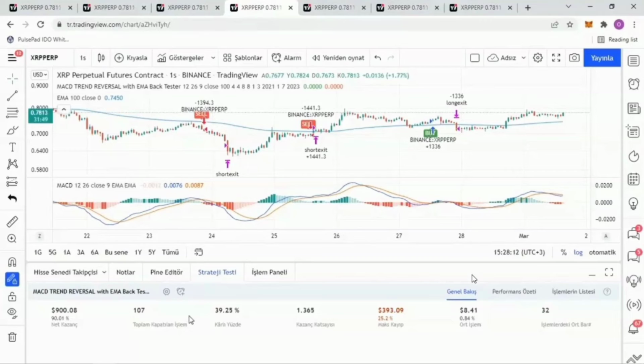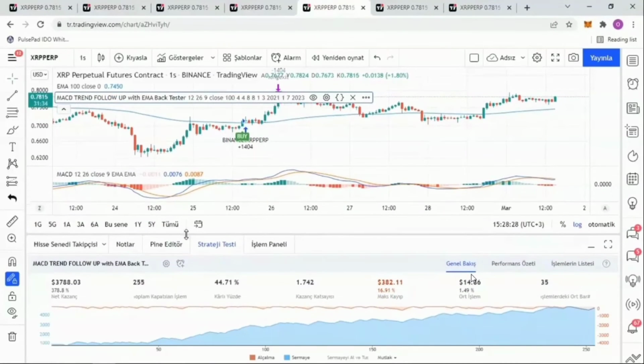And the last strategy where we will test the MACD and EMA combination is the MACD trend follow-up plus EMA strategy. This strategy was by far the best strategy when MACD was used on its own. Let's check what it will do with EMA. As you can see on the screen, the success rate is almost 45%. This is a good success rate. Yearly net profit is 378% and the number of positions is 255. If the number of positions were the same, this strategy would give far higher profit than the first one that we saw, with 400% profit.